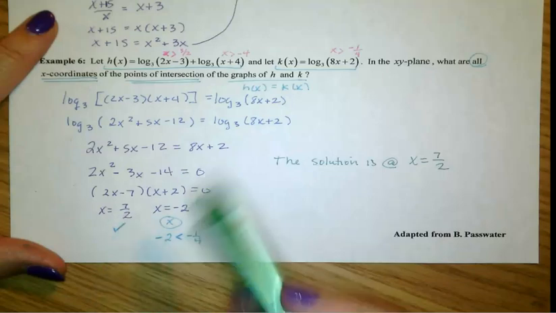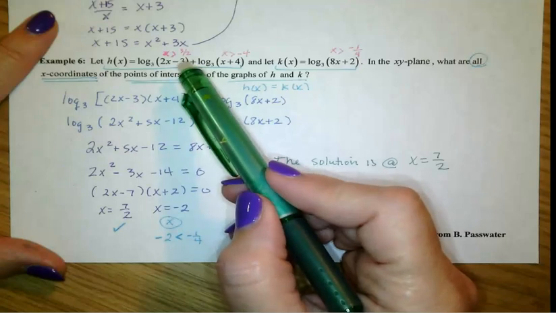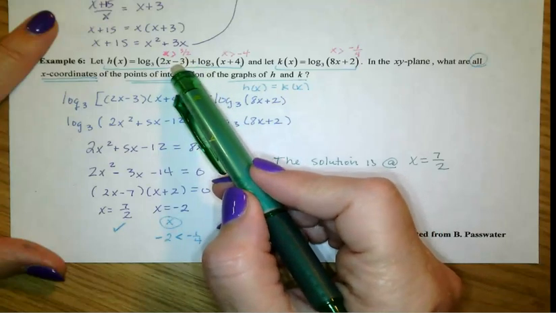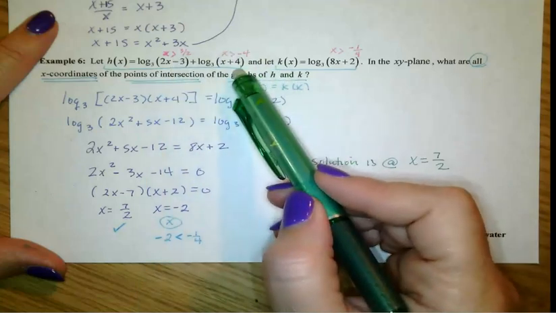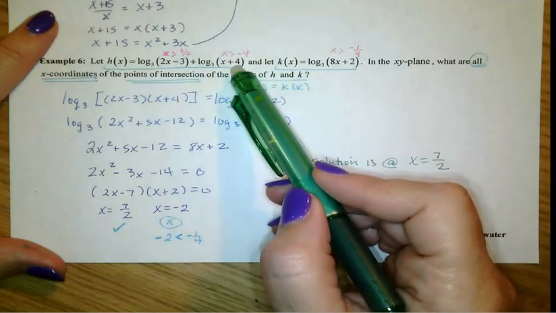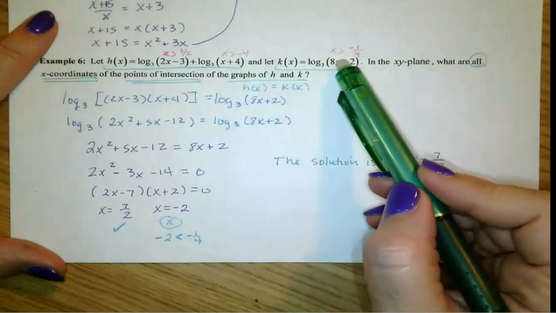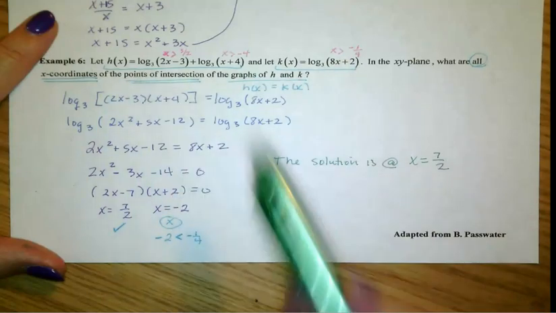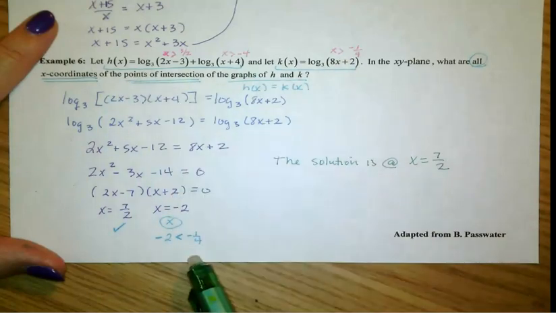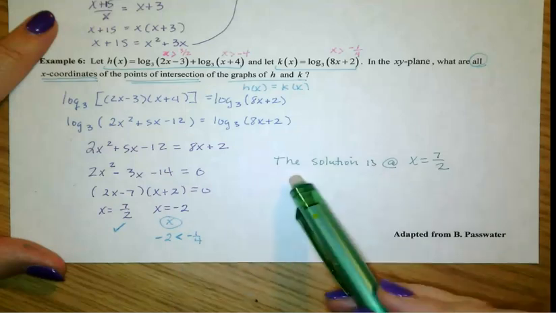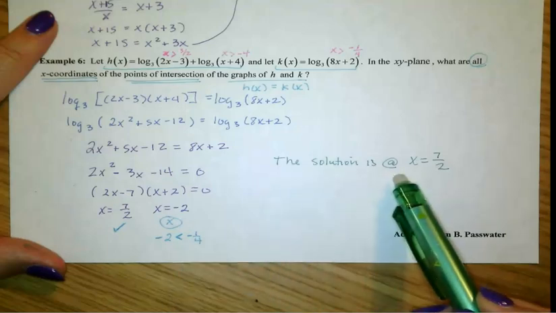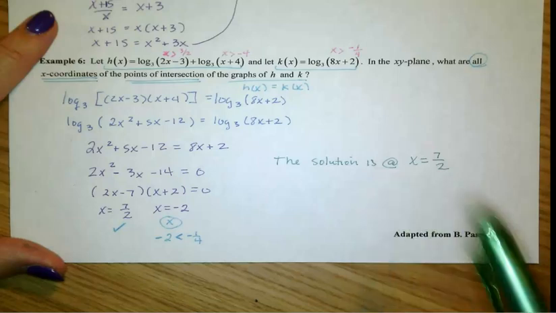Now we need to test the negative 2. So negative 2 is not greater than 3/2. Or you could have checked here. Negative 2 is greater than negative 4, but negative 2 is not greater than negative 1/4. So you could have used either of these two to eliminate this solution, which leaves us with the only solution at x equals 7/2.